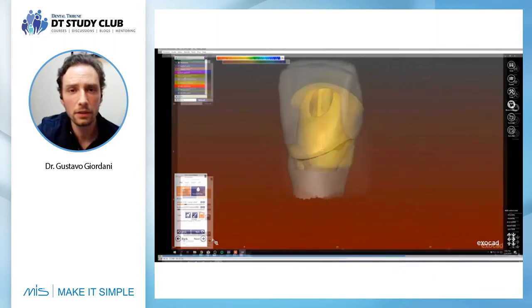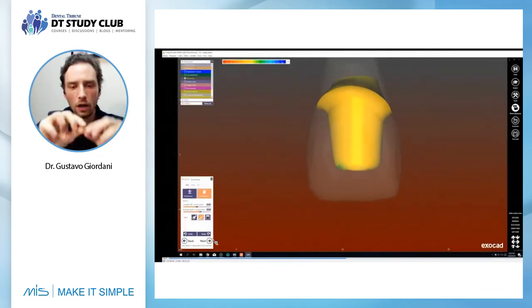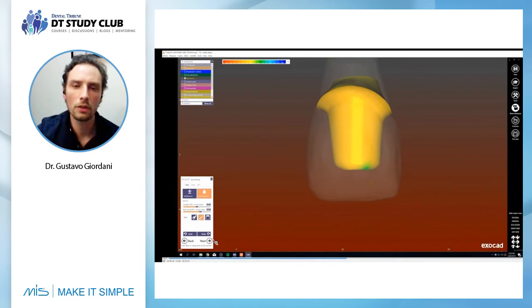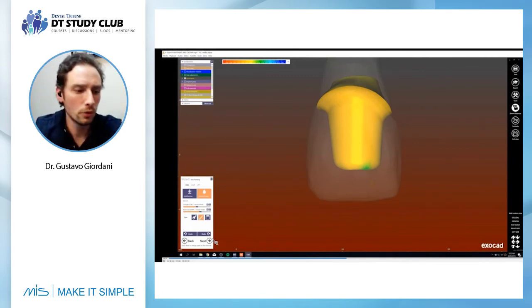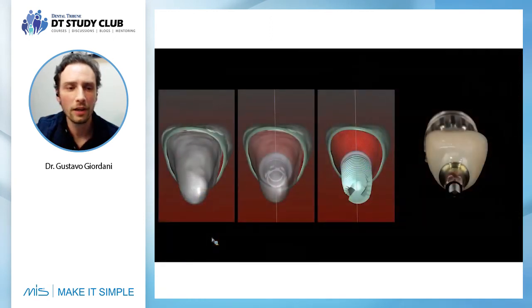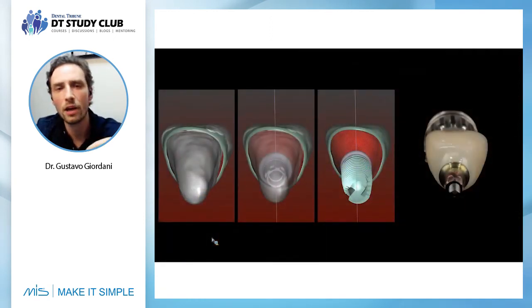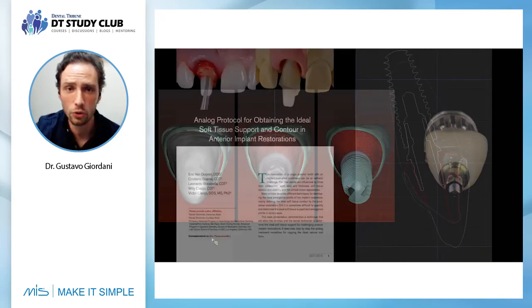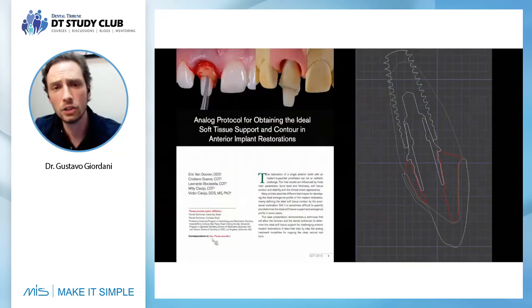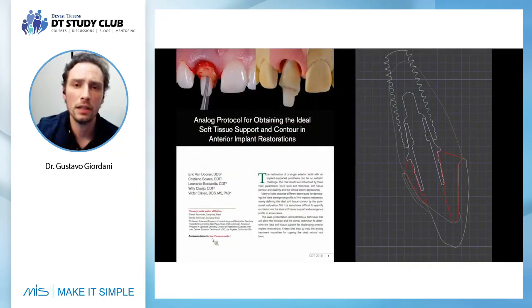the first millimeter, the critical contour. We're going to copy this critical contour and create this undercontour, this subcontour, to allow the tissue to stay very thick. So we are now doing our final restoration, and as you can see here, we are copying exactly the natural teeth and the section of the natural teeth, which is very important to support the tissue. Doing in the digital way what Eric published in 2016 in the analog way.